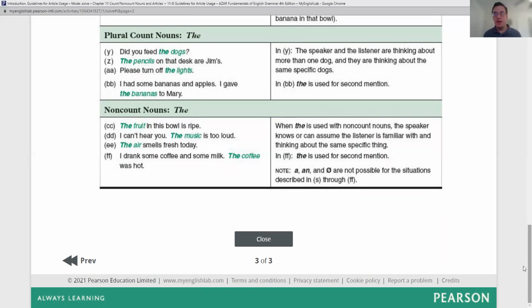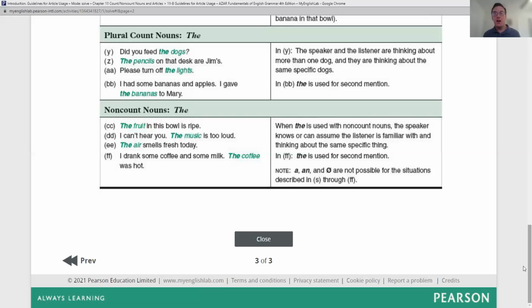Please turn off the lights. Not any lights, not some lights, but the lights in this room. See those lights over there? Please turn off the lights. I had some bananas and apples. Again, non-specific. I had some bananas and apples. I gave the bananas that I had, those specific bananas, to Mary.